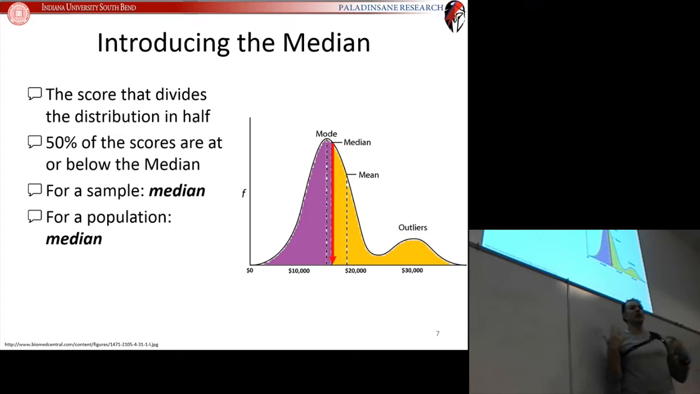It just cares that the number of scores on either side is equal. You can tell that it's not used as much because it doesn't get itself a fancy symbol, nor do they make a distinction between samples and populations, so that's two indications that it's not as widely used. For a sample, we just call the median median, and for a population, we call the median median.